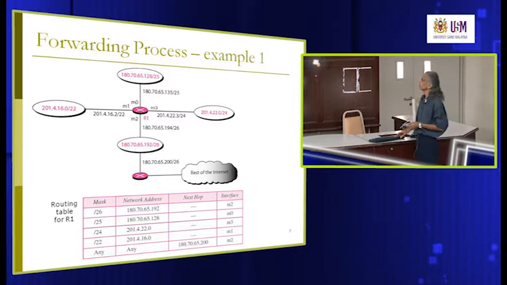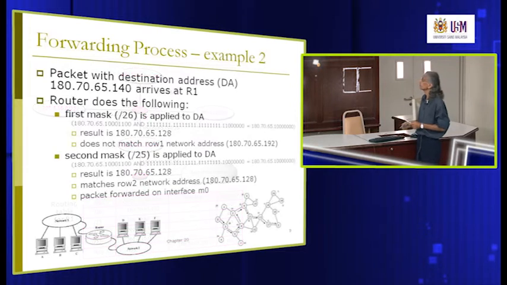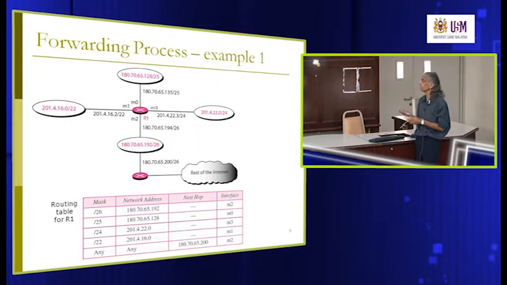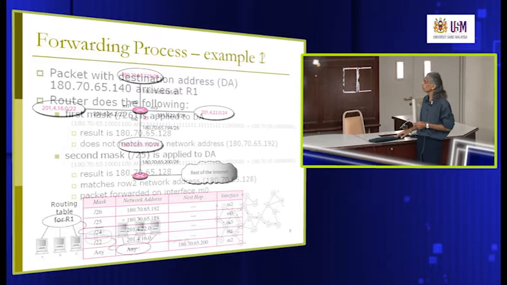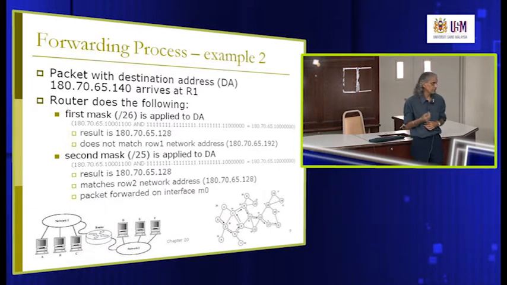Okay, so now we have this table as an example. Let's take a look at how the router will make a decision when a packet comes in and decide where to send it. So this router R1 has this table. In this case, a packet with destination address 180.70.65.140 arrives at R1. It doesn't matter where it comes from or from which direction. As long as it reaches the router R1, it has to make a decision. So R1 will extract the destination IP address.